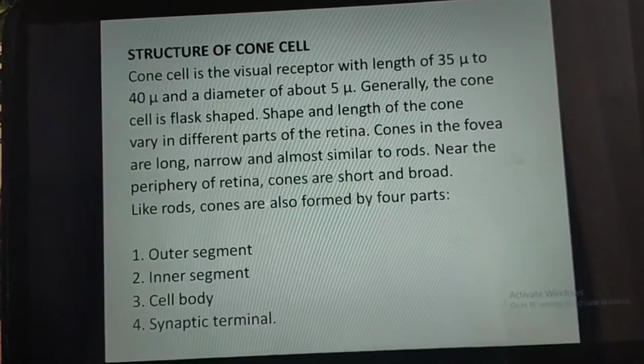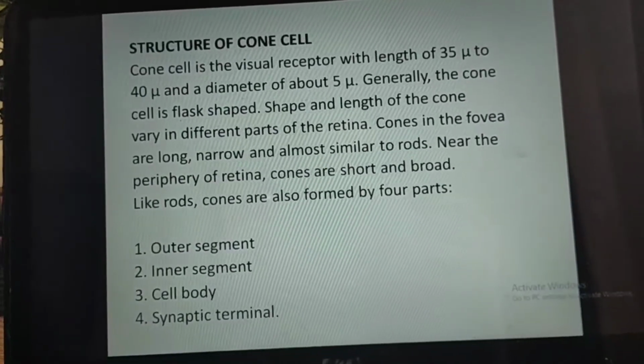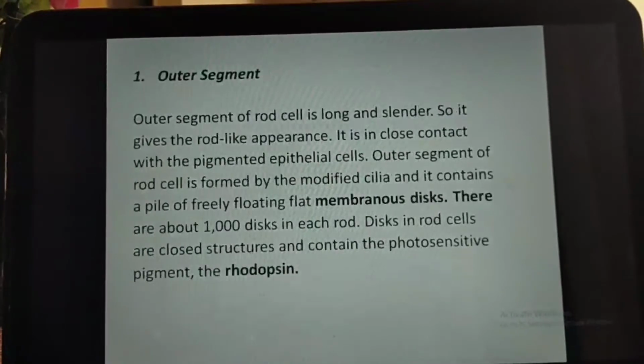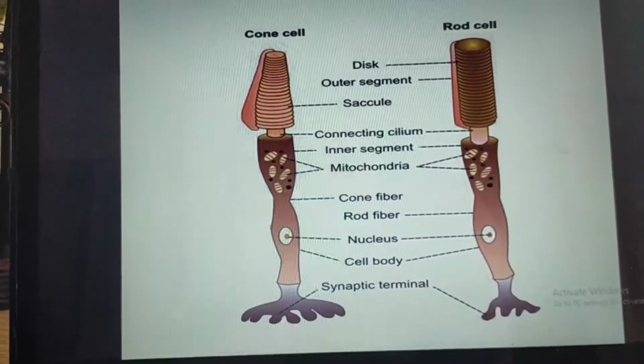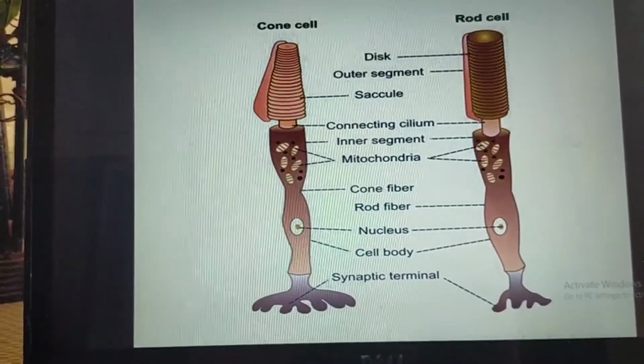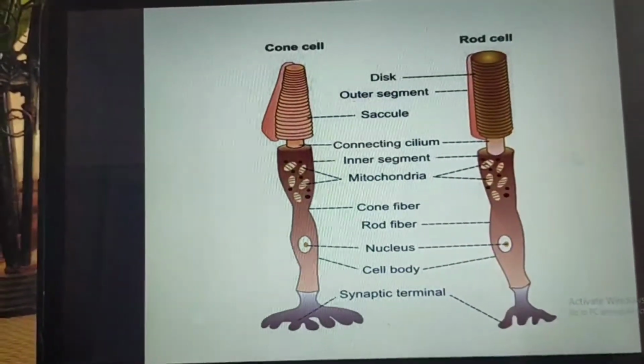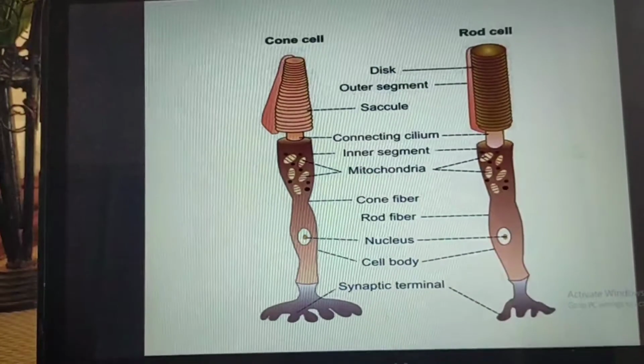Cones are also formed by four parts: outer segment, inner segment, cell body, and a synaptic terminal. So in this figure, we can see the structure of the cone cell. This is similar to the rod cell.